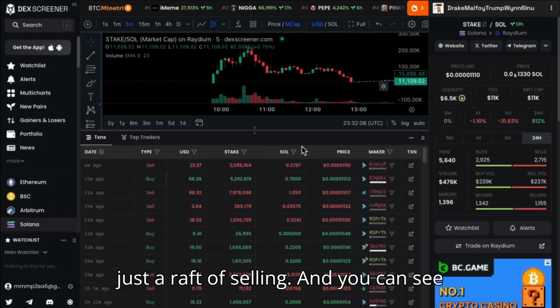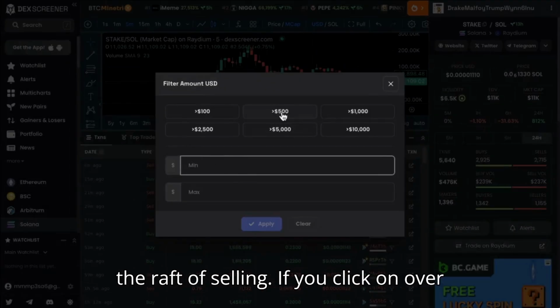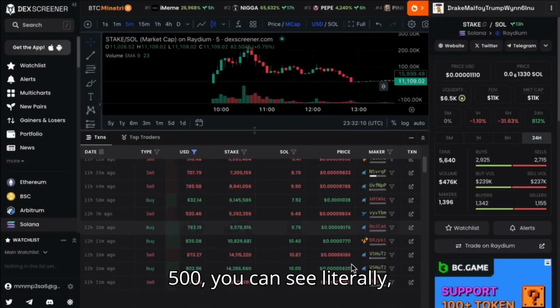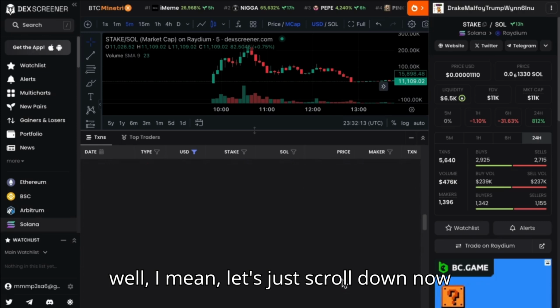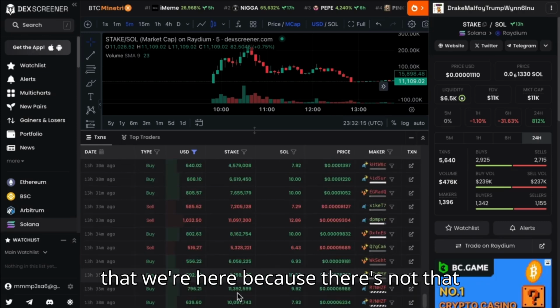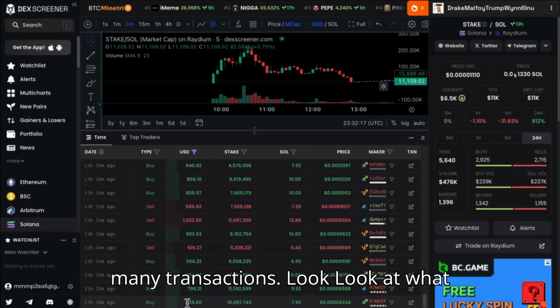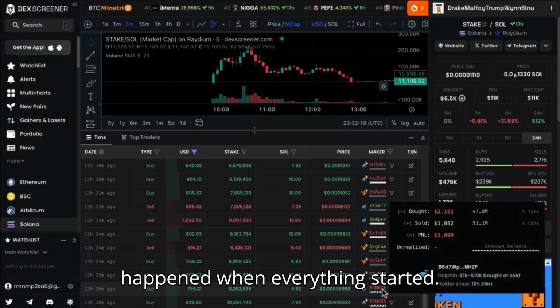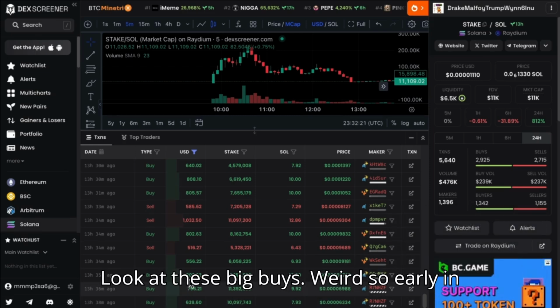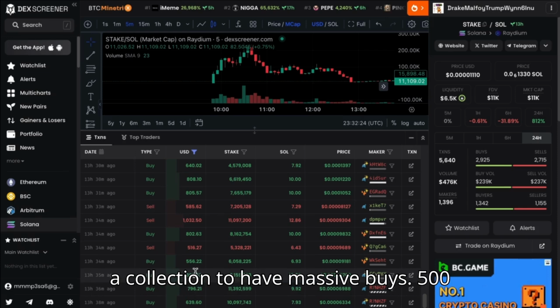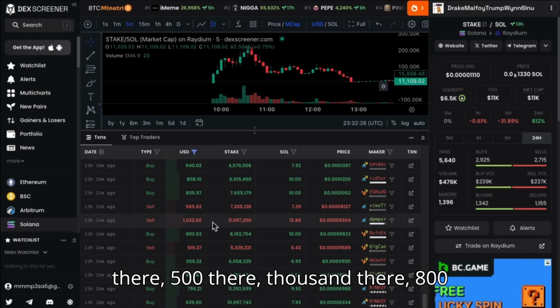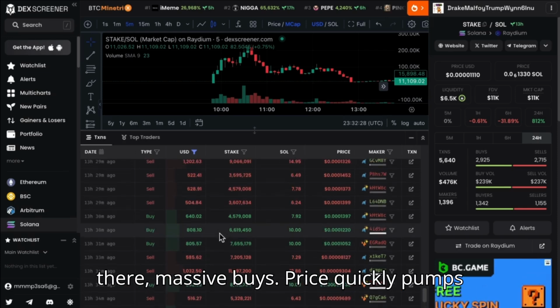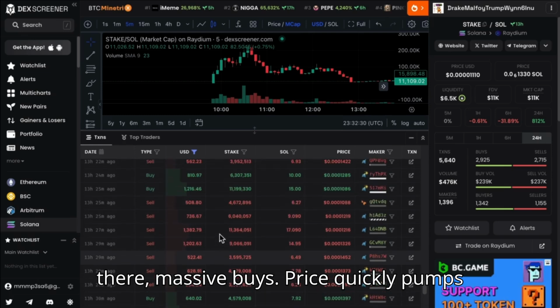And there was just a raft of selling. And you can see the raft of selling. If you click on over 500, you can see literally... well, let's just scroll down now that we're here, because there's not that many transactions. Look at what happened when everything started. Look at these big buys. Weird, so early in a collection to have massive buys. 500 there, 500 there, 1,000 there, 800 there. Massive buys. Price quickly pumps up.